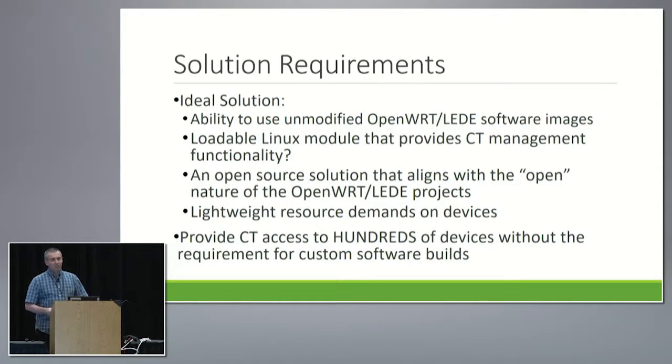What they wanted ideally was an unmodified OpenWRT image which anybody could load on, which is nice and easy for everyone to do, and then provide their own Linux module that could just load into the standard image to give the CT management functionality. They also wanted to make it all open source, because they leverage open source themselves through using OpenWRT, and they wanted something very lightweight so that it wouldn't place too many resource demands on the devices they're loading it onto. The real big advantage of this is it very easily makes hundreds of devices available which can be managed by their management platform.